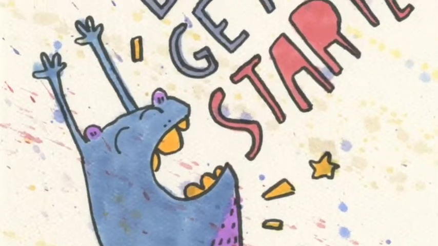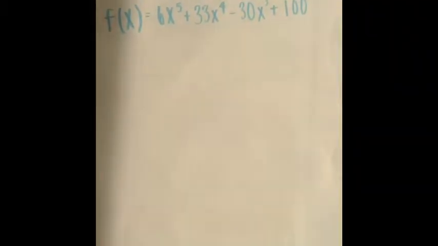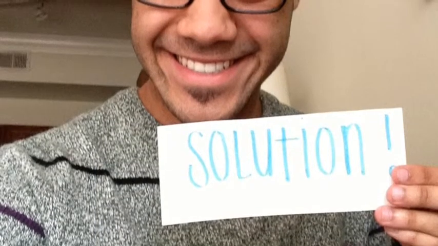The main point of this section is to work on some examples finding critical points. So let's get started. Example 1. Determine all the critical points for the function. The function we have now is f of x equals 6x to the power of 5 plus 33x to the power of 4 minus 30x to the power of 3 plus 100.